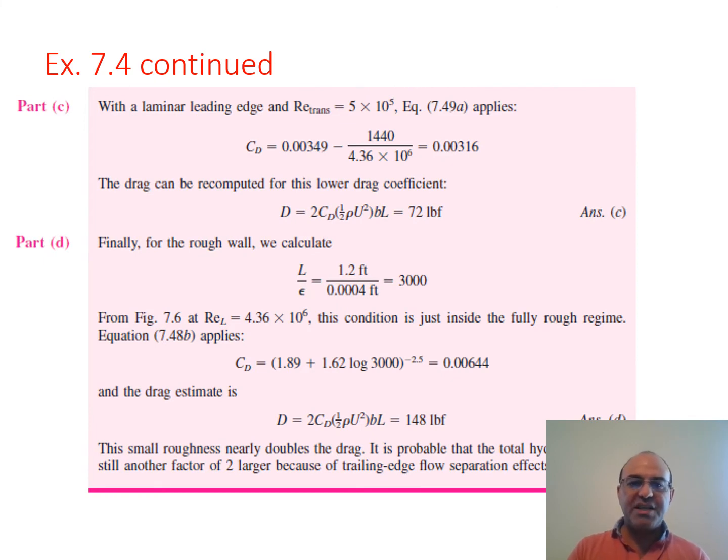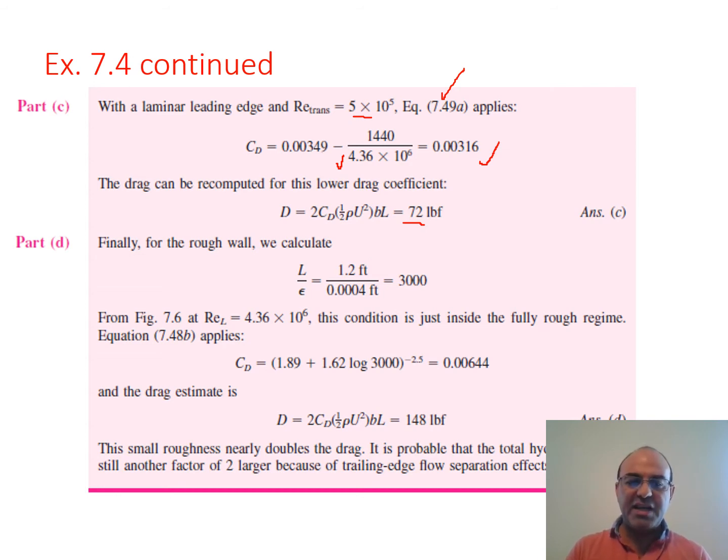So for part C, with critical Reynolds number 5 times 10 to the 5, we use the first of those two equations, 7.49a, and we calculate CD. We plug in our Reynolds number, which we have calculated for this problem. So we found CD, which is very close to the CD in section A, in section B, and we find the drag force 72 pound force compared to 80. So it's very close.